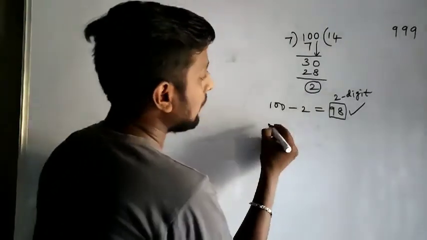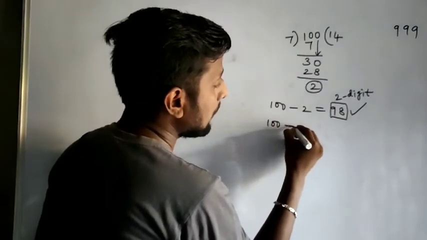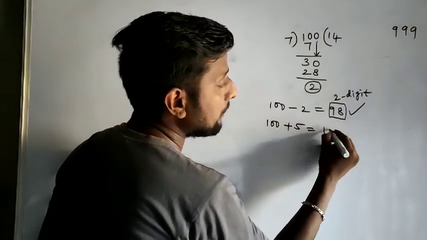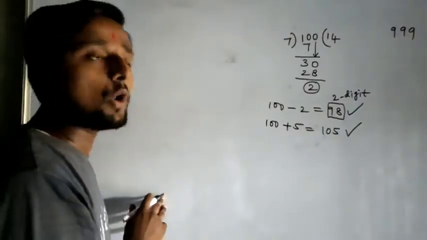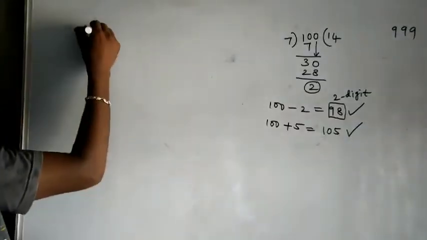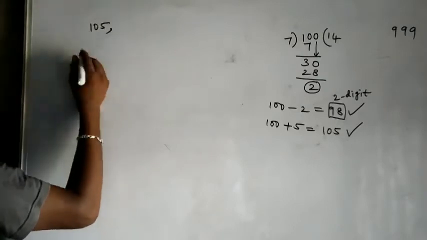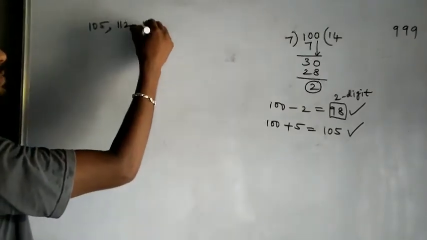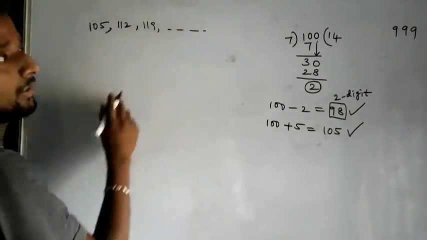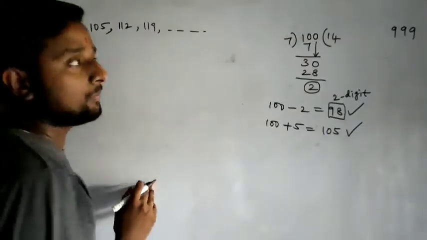So simply, if you take 100, we need an extra 5, giving 105, and 105 is our starting number, the smallest number in the series. The difference is 7 only. So 112 is the next number, 119 the next, and so on. And the last number we have to see.